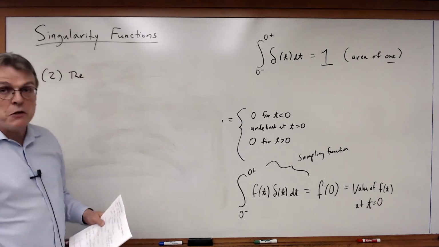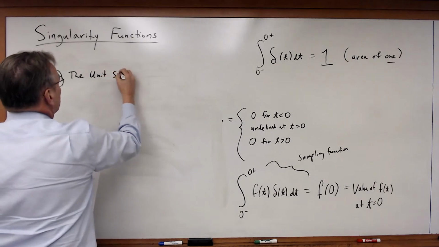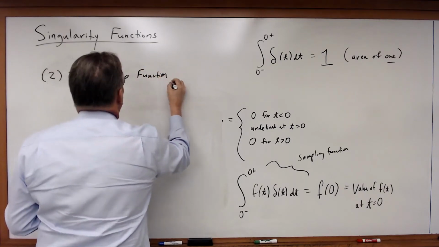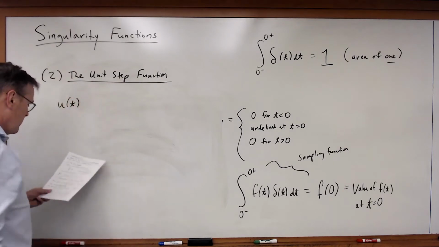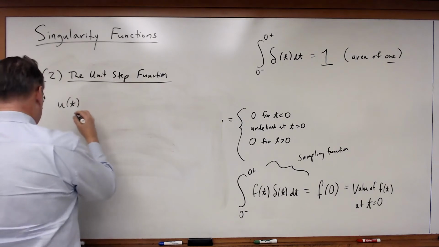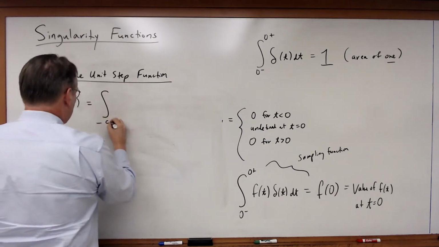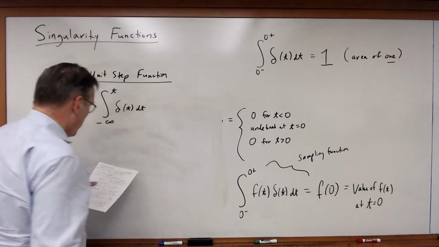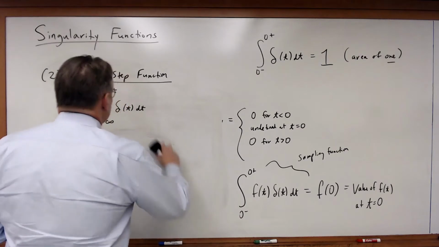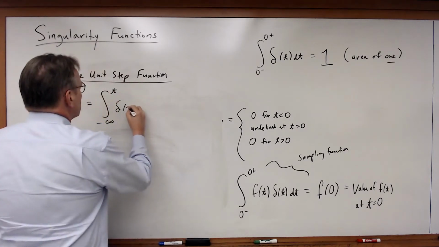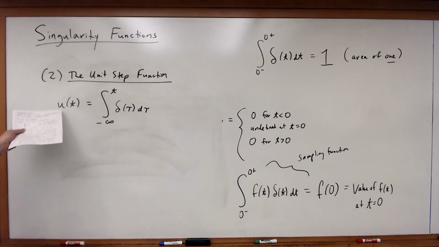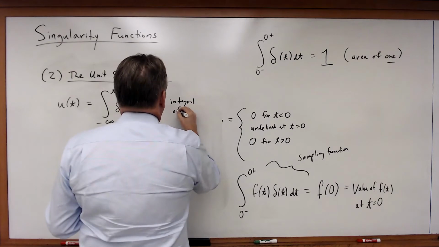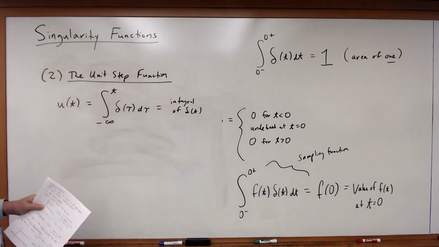The next singularity function is the unit step function. And the unit step function is represented by u of t. And u of t, by definition, is the integral of the unit impulse function, although actually I should do this as d tau instead of t. So the unit step function is just the integral of the unit impulse function.